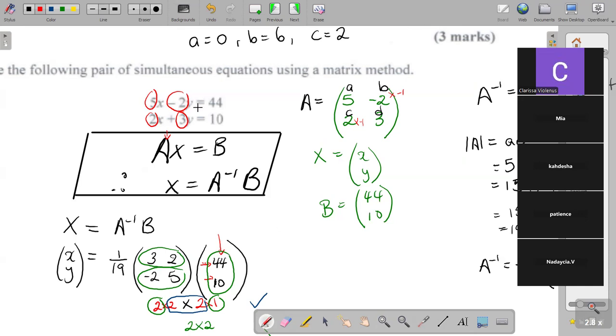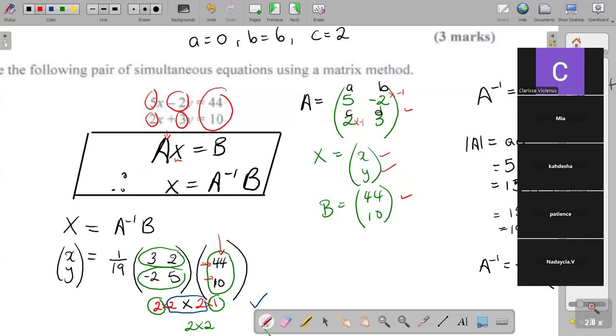So we pull it from the equation. Good. Then X is our variable. So that's easy. X is just X and Y, and you write it like this, X and Y. Pretty straightforward. And B is obviously your answer. So that's 44 and 10.